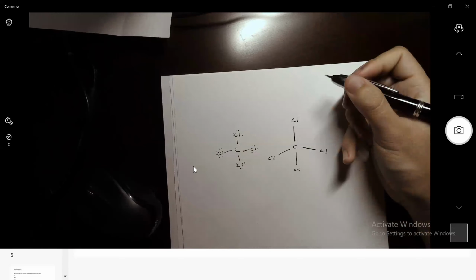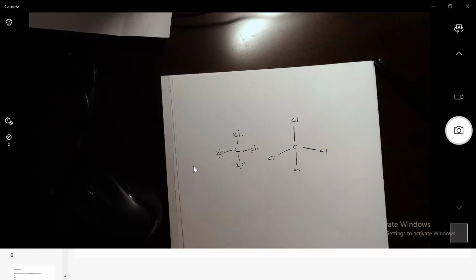Okay. So can someone tell me what the more electronegative element is? Is it carbon or chlorine? You might want to look at a periodic table.